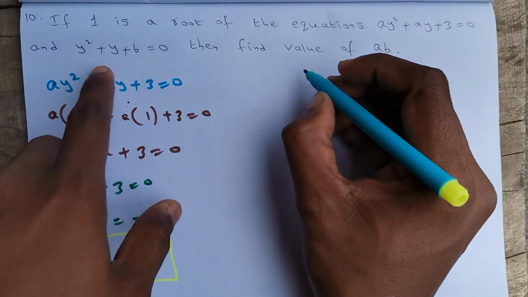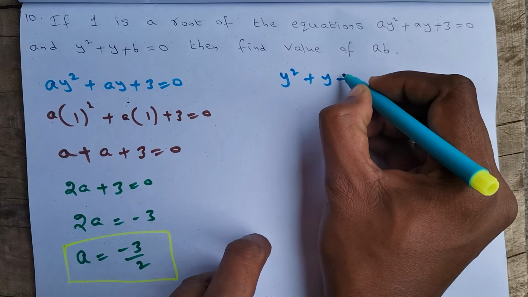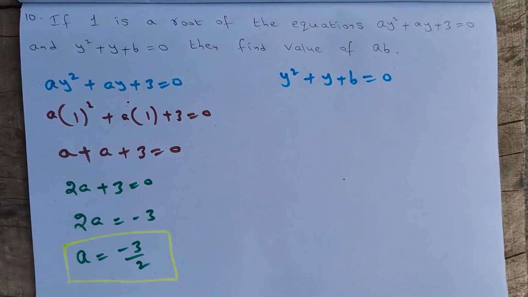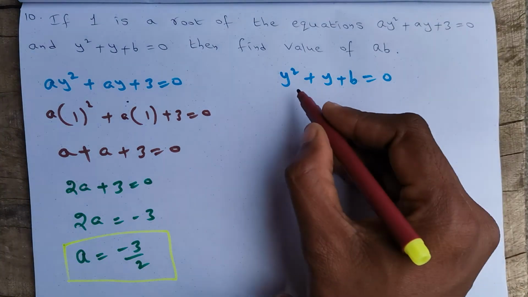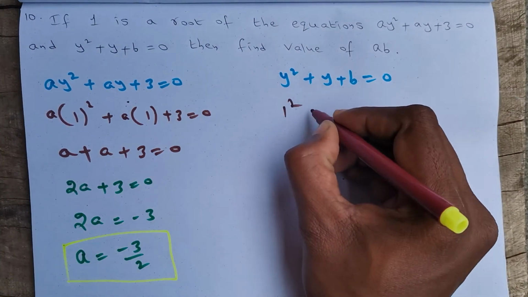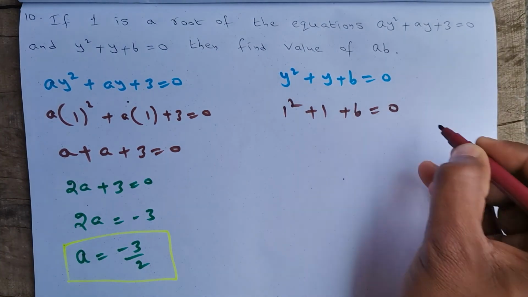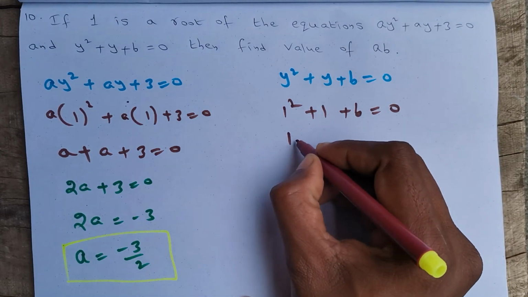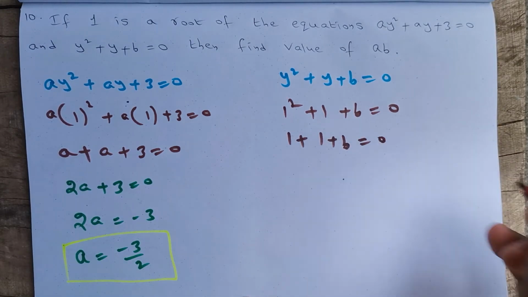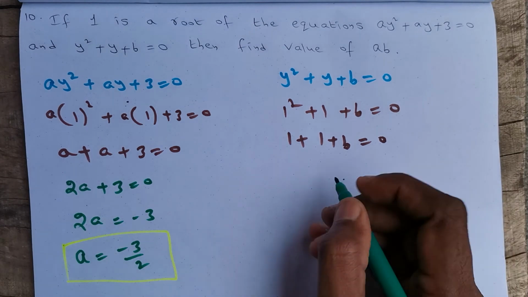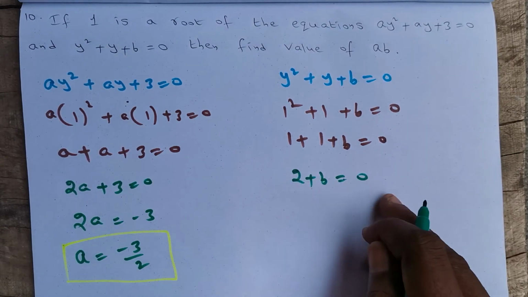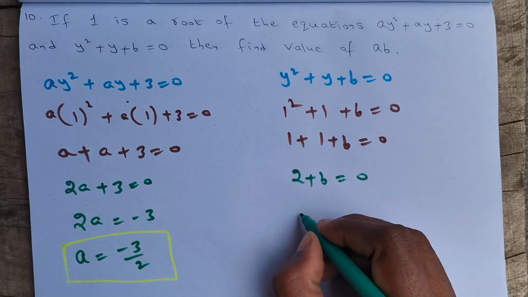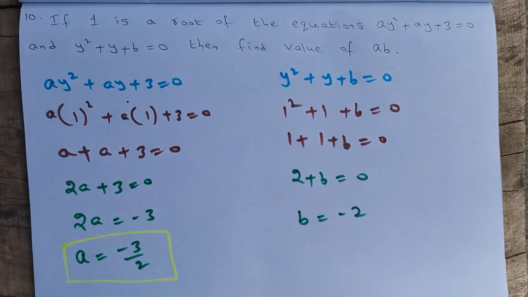So the second equation we have: y square plus y plus b is equal to 0. In the question he clearly mentioned 1 is the zero of both the equations. So here also substituting 1: 1 square plus 1 plus b is equal to 0. 1 square 1, plus 1, plus b is equal to 0. 1 plus 1, 2 plus b is equal to 0. We want the b value, so plus 2 I will take to the right side, then b is equal to minus 2.